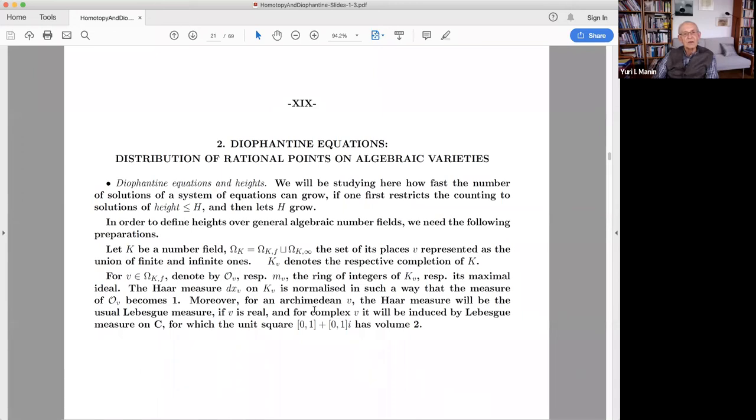For Archimedean v, so for real numbers, it will be the usual Lebesgue measure if it is real, and if v is complex, then it is induced by Lebesgue measure on the complex plane, for which the unit square [0,1] plus [0,1] multiplied by i has volume 2, not 1, but 2. But this is, of course, not very essential, just correct normalization.